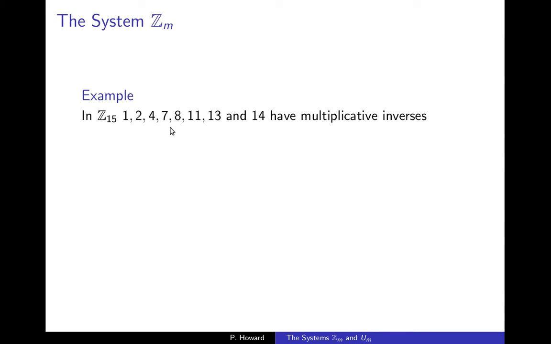So what elements of Z15 don't have multiplicative inverses? Well, those would be the numbers between 0 and 14 inclusive such that if you take the greatest common divisor with 15, you get something bigger than 1. Those would be the integers divisible by either 3 or 5. So 3, 5, 6, 9, 10, and 12 are the numbers in Z15 which do not have multiplicative inverses.